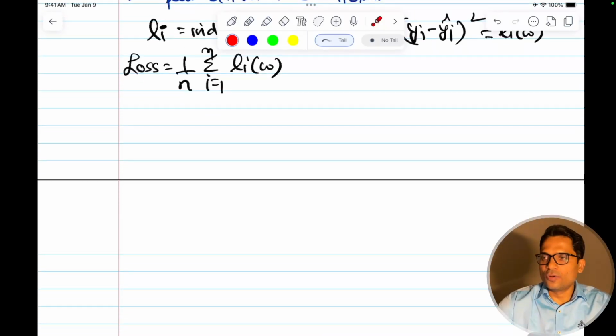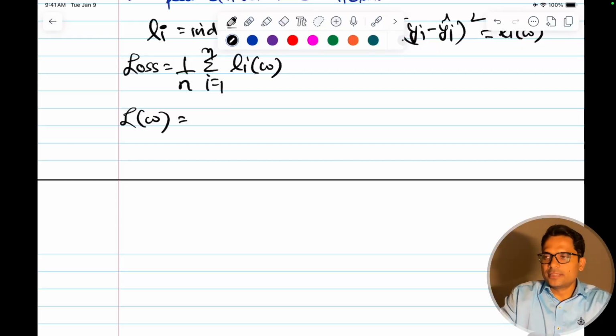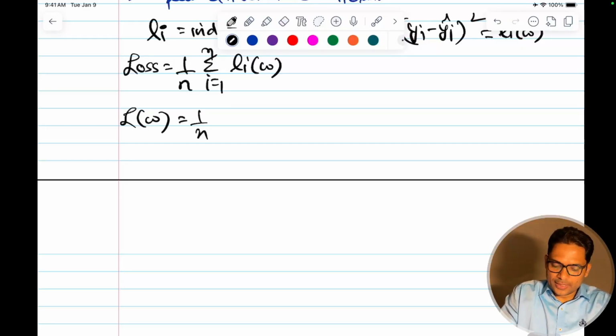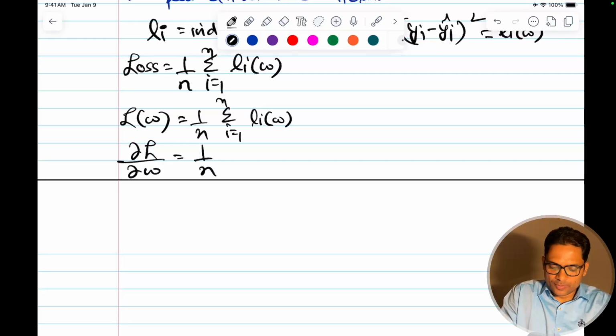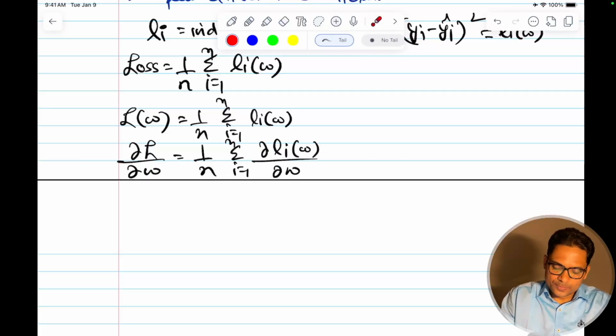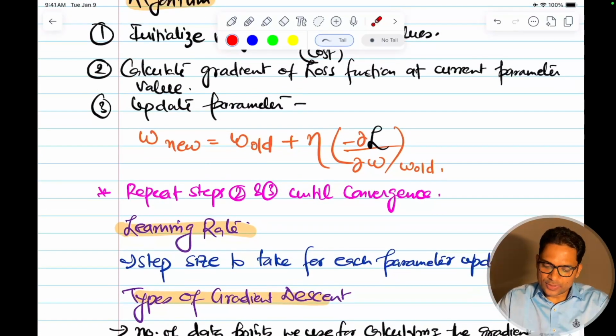So my loss of w, I can write as L of w. This is a function of w now. This is equal to 1 by n sigma i equal to 1 to n li of w. And what will be my dou loss by dou w? I'll have to differentiate this: 1 by n sigma i equal to 1 to n, dou li of w by dou w. This is what I want to calculate for each iteration, right?